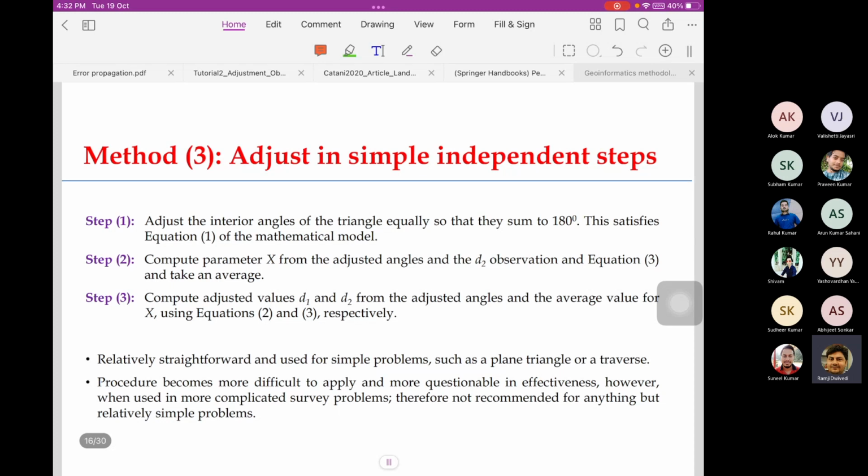So it means you are going from step 1 to 2 and to 3 just to make sure that you have the x from two different mechanisms. Relatively straightforward and used for simple problems such as a triangle or traverse. Procedure becomes more difficult to apply and more questionable in effectiveness when used in more complicated survey problems. Therefore, not recommended for anything but relatively simple problems. For simple problems, you can move ahead.